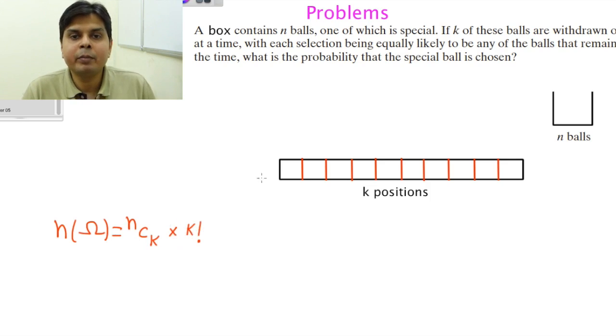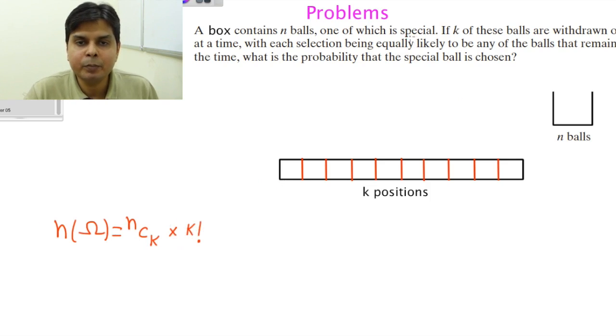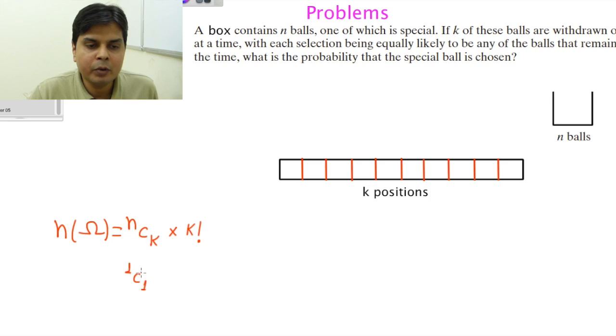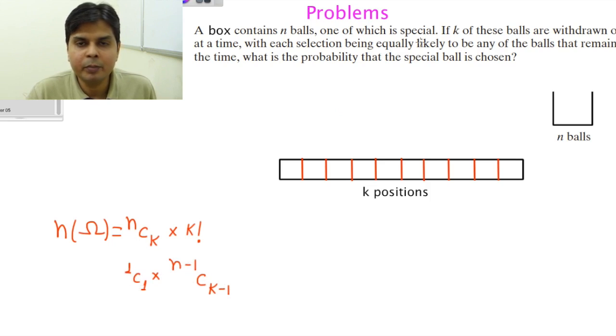Now what is my favorable outcome? My favorable outcome is that this particular special ball is always chosen. So if this ball is always chosen, then what will be the number of outcomes? 1C1, because one ball has to be already chosen, then from the remaining n minus 1 balls, I have to choose k minus 1 balls. The 1C1 is because this special ball is fixed, it has to be chosen. Then these favorable outcomes also can be rearranged in k factorial ways.